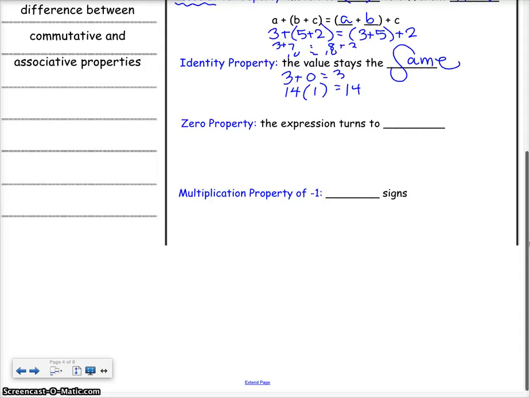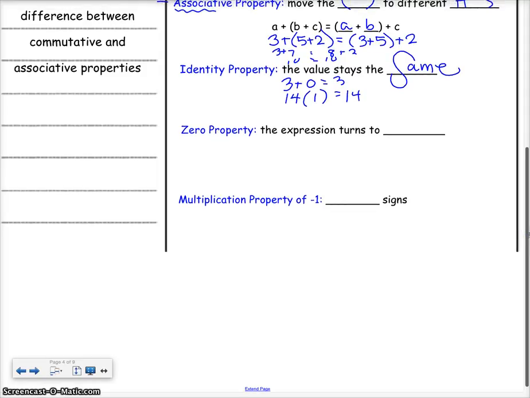And then we have the zero property, which a lot of kids think the first example is, because they say, hey, I see a 0, it's zero property. That is not true. Zero property turns the whole thing to 0. That would be 32 times 0 equals 0. That is the zero property. It turns the whole thing to 0.